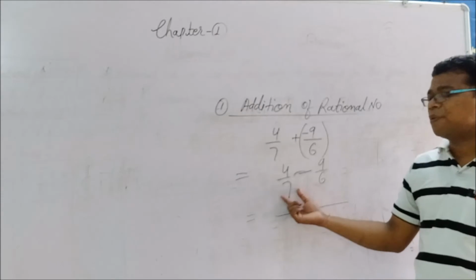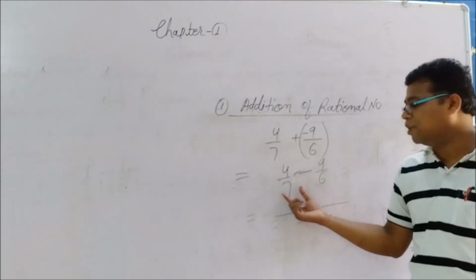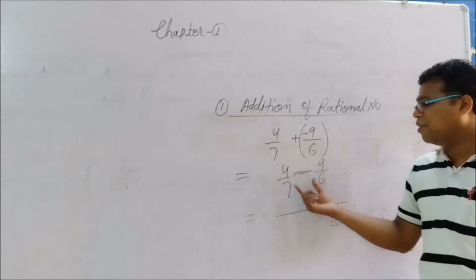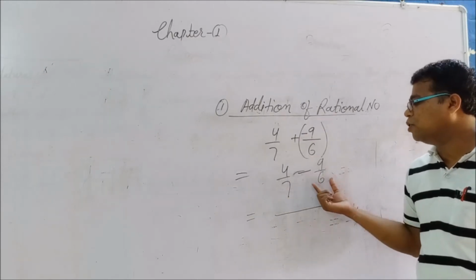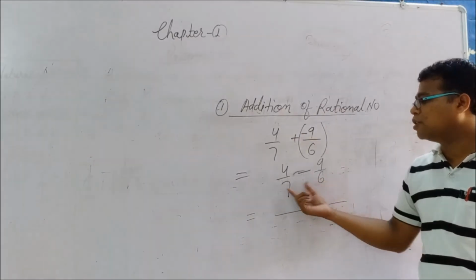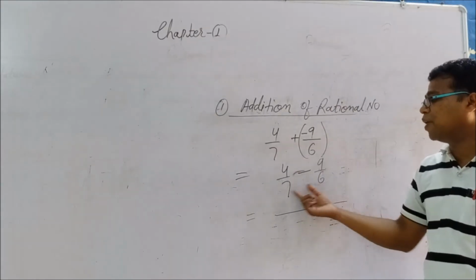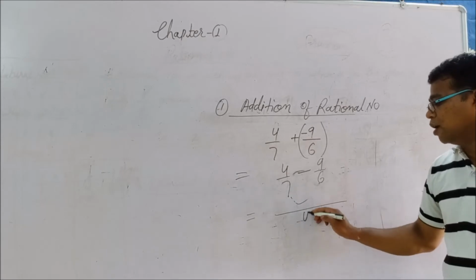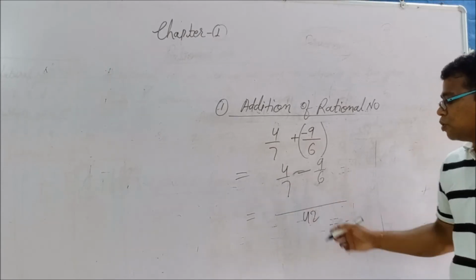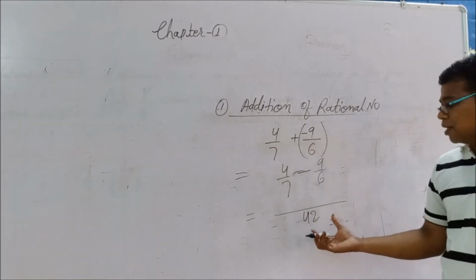See, 7 is a prime number, so I know it will come 7 times only. And if any prime number comes into your denominator, what is the easy way to find the LCM? Multiplication of both. So 7 times 6 is 42. You can check it at your home also. So 42 will come as the LCM.